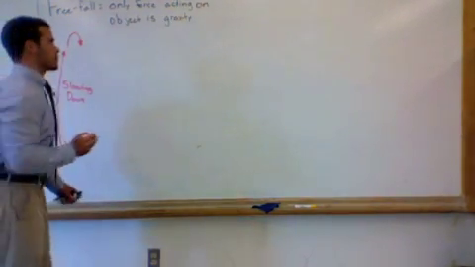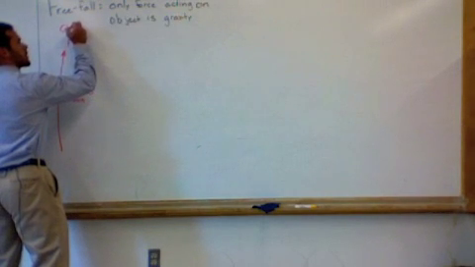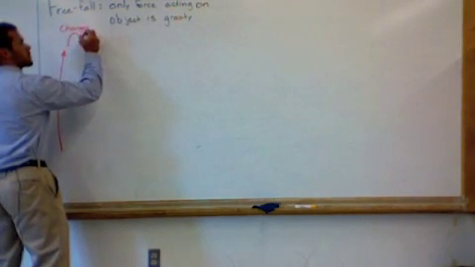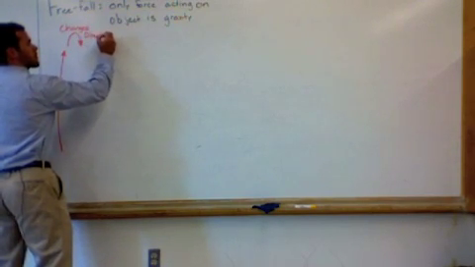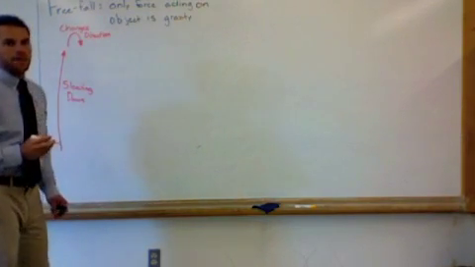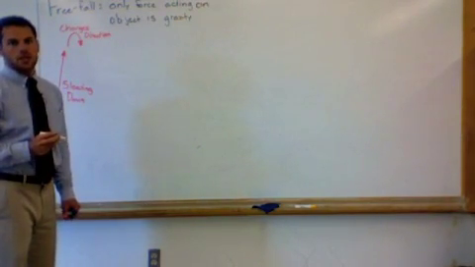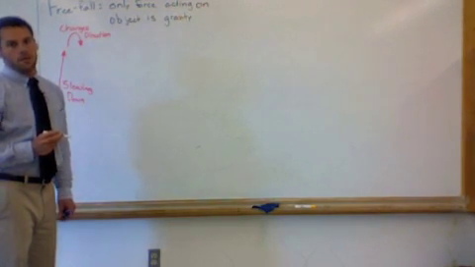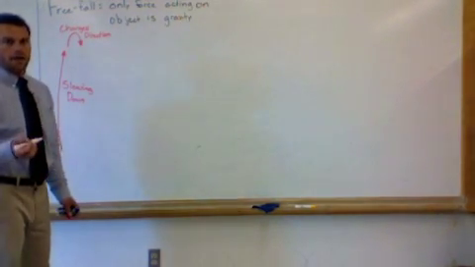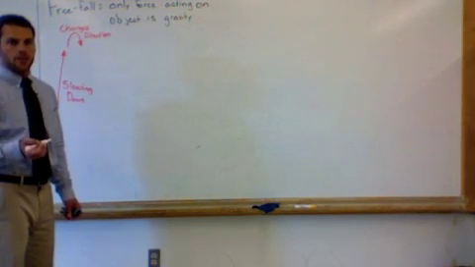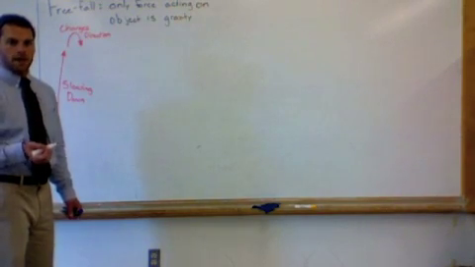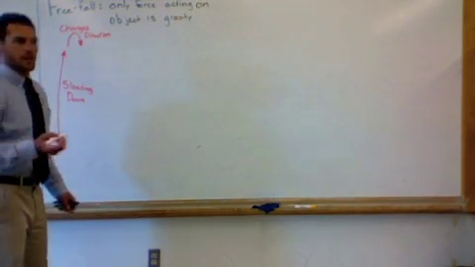and changes direction. At this point, when it changes direction, the velocity is 0. Now, the velocity and the acceleration are in the same direction, so the object, as it falls back down, will be speeding up.